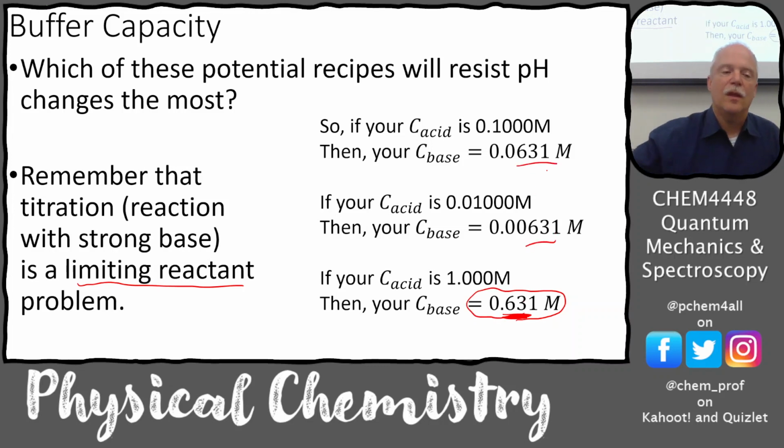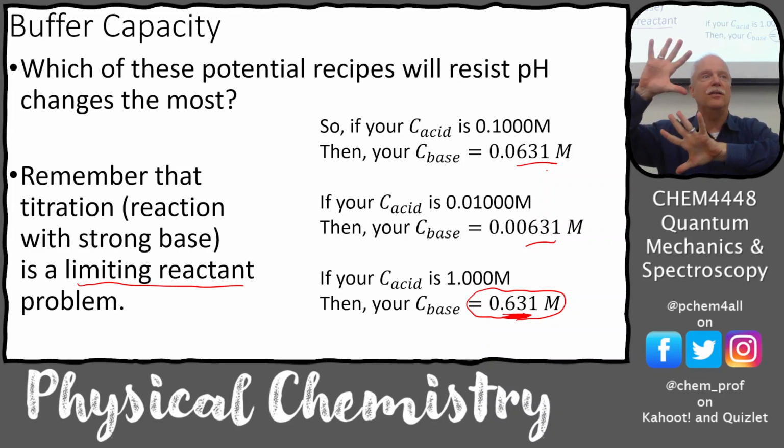So you see there's 2 things related to buffering. One is the ratio of acid to base. That tells you the pH. And then the other is the magnitude of the acid and the magnitude of the base. How big are both of those numbers? We get the same ratio with little numbers or big numbers. And the bigger numbers have a higher buffer capacity.